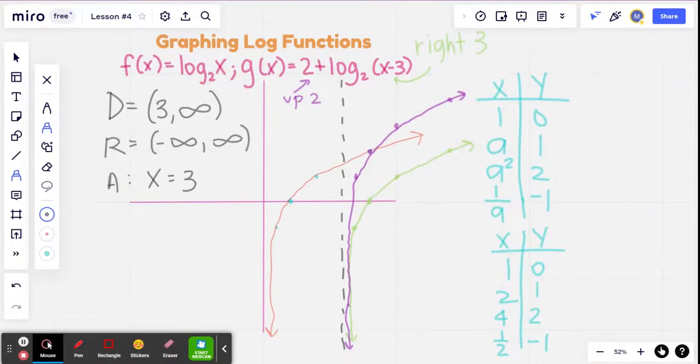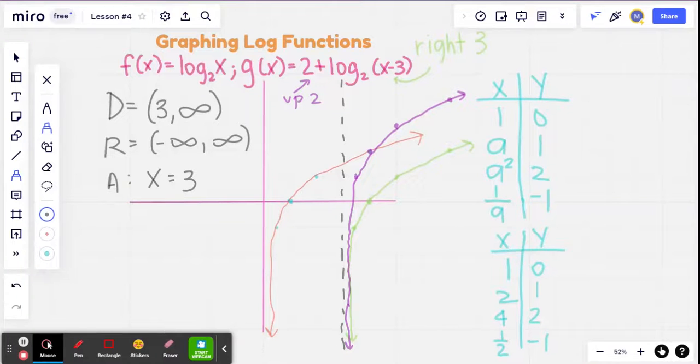Looking at this final graph in purple, we know that the asymptote is x equals 3. In other words, the purple graph can get as close to 3 as possible, but does not actually pass x equals 3, which means it's our asymptote. We also know our domain is going to be 3 comma infinity, with 3 having an open bracket because it's not going to reach 3. It's just going to get super close, but it's not going to hit 3, and it extends all the way to infinity. For the range, it's going to be negative infinity to infinity, in other words, all real numbers, because the purple graph can extend upward and downward forever.